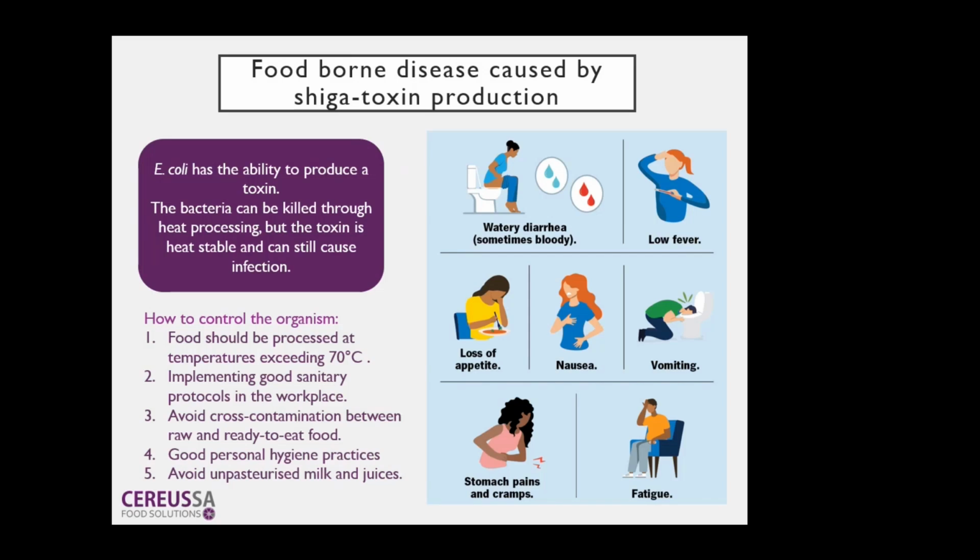And symptoms will include watery diarrhea, sometimes including bloody diarrhea, a low fever, loss of appetite, nausea, vomiting, stomach pains and cramps, and fatigue. We can prevent our products from containing E. coli by processing it at temperatures higher than 70 degrees Celsius. We can also implement good sanitary protocols in the workplace and avoid cross-contamination between raw and ready-to-eat food. We must apply good personal hygiene practices and avoid unpasteurized milk and juices.